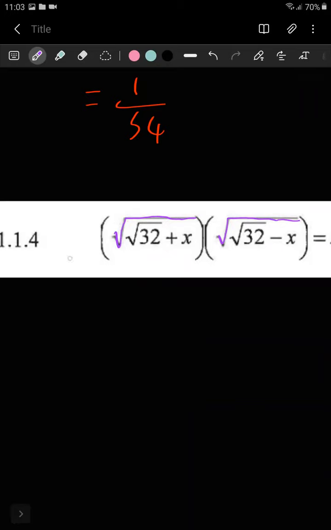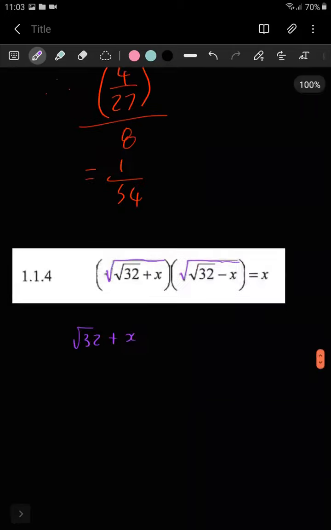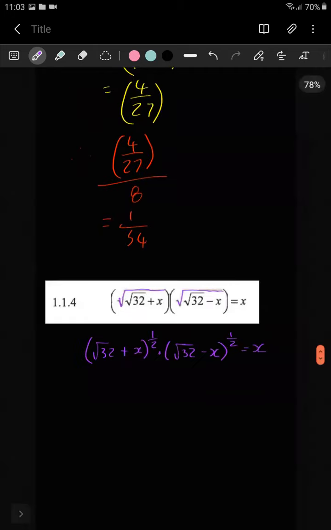So here you're going to end up with the square root of 32 plus x, and in this whole thing here, you are better off putting it to the power of a half. And then this whole thing is being multiplied by the square root of 32 minus x, and that whole thing, you're better off putting it also to the power of a half. You see that we haven't done anything yet.